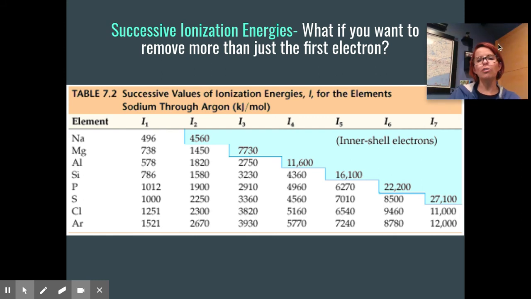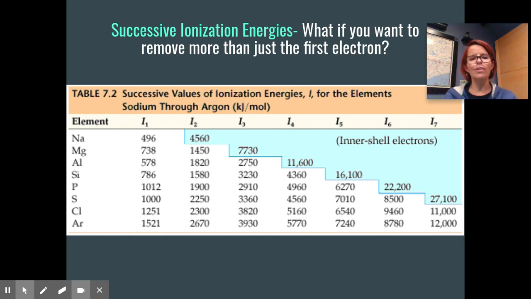As you're reading across the top, it says element, and then it says I1, I2, I3. I1 is the first ionization energy, I2 is the second ionization energy, I3 is the third. So we're saying if you plucked off one electron, then went to pluck off the second electron, then tried to remove the third electron, how much energy does it take to remove those?